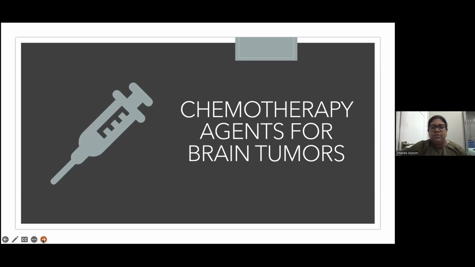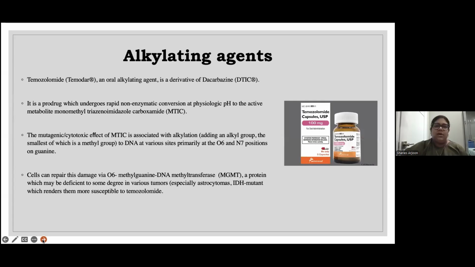So, moving on to chemotherapy agents for brain tumors. I'll start with the alkylating agents, and the most common here is temozolomide, an oral alkylating agent, and a derivative of TTIC. It is a prodrug which undergoes rapid non-enzymatic conversion at physiological pH to the active metabolite MTIC. The cytotoxic effect of this is associated with alkylation of DNA at various sites, primarily at the O6 and N7 positions on guanine. Cells can repair this damage via O6-methylguanine DNA methyltransferase, a protein which can be deficient to some degree in various tumors, especially astrocytomas, IDH mutants, which renders them more susceptible to temozolomide.